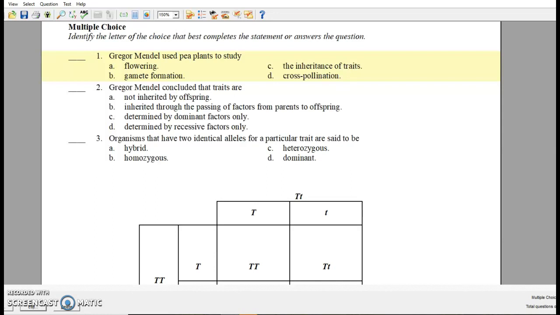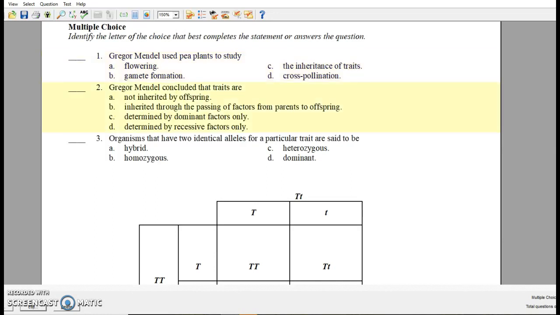Number one, Gregor Mendel used pea plants to study the inheritance of traits. Remember, Gregor Mendel was the father of modern genetics. He was an Austrian monk that was the first to notice that offspring look like their parents and investigate how that happened. He has Gregor Mendel's law of dominance that says dominant is always over recessive unless recessive is the only one present. So the answer to number one is C.